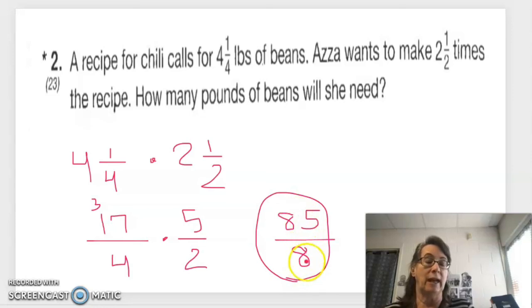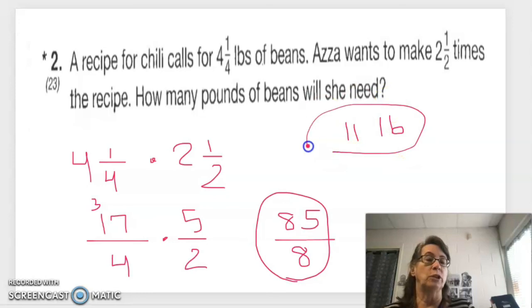Now, 85/8 is more than 10. Okay, but it's not 11 yet. So we are going to say she needs 11 pounds. Okay, if we're doing a general.